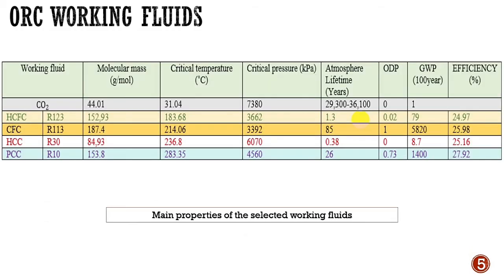In this part we change the ORC working fluids, and this change is based on the global warming potential, ODP, and atmospheric lifetime in years. These are the four fluids, with the reference and the suggested one.